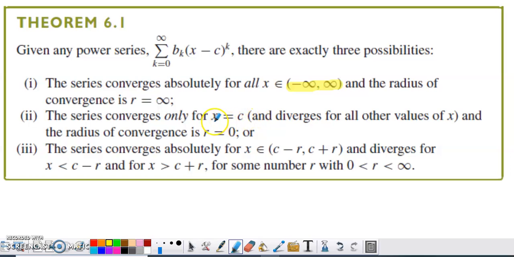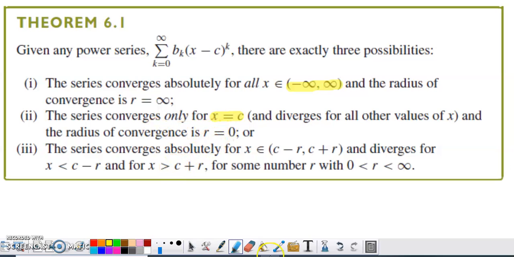We could get a series that converges only at where the series is based. So a power series will always converge for at least one value of x, because when you put the value of x in where the series is based, you are guaranteed to get just 0 added together a bunch of times. So you are going to converge at the value of x where the series is based. The radius of convergence would then be 0.